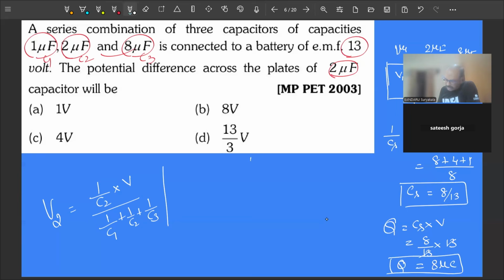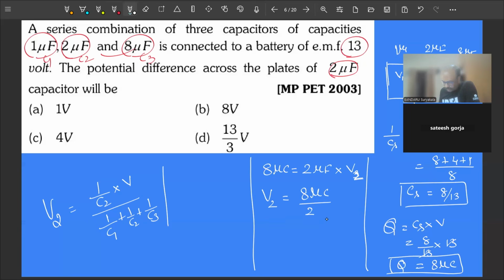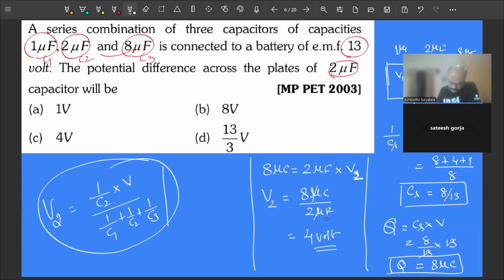Now all the capacitors are connecting in series. So 8 microcoulomb is equal to 2 microfarad into voltage V2. So V2 equals 8 microcoulomb by 2 microfarad. Micro get cancelled, becomes 4 volt. If you use this formula also, you will get same answer. This is shortcut we can use. This is the general method, okay?